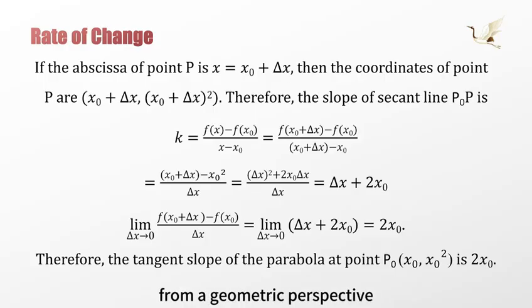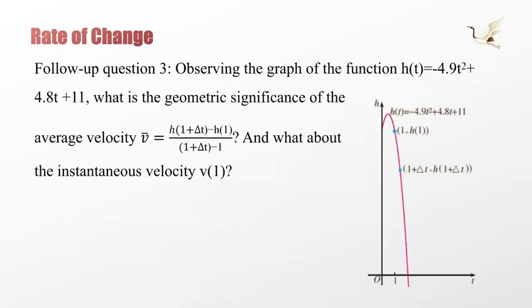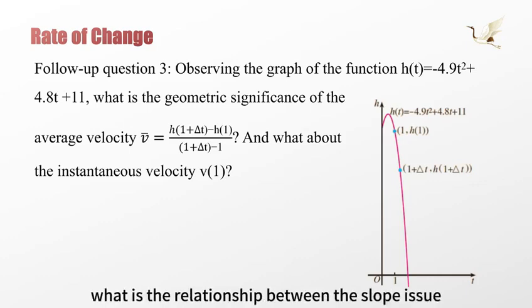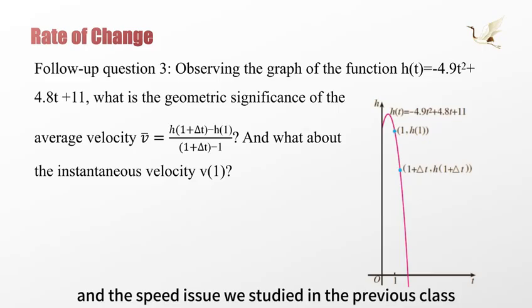We studied the problem of tangent slope of a function graph at a certain point from a geometric perspective. The research method is very similar to the previous class, both using infinite approximation to reach the limit. So please consider: what is the relationship between the slope issue we studied in this class and the speed issue we studied in the previous class?